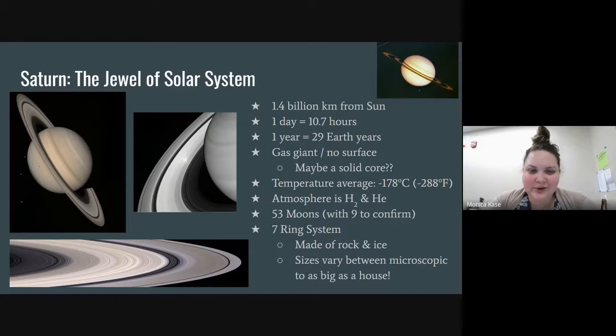Remember, we talked about those rings not being necessarily real rings, but those are made up of actual rock and ice. They can vary in size. Those rocks and ice can be very, very microscopic, and they can get as big as a house.